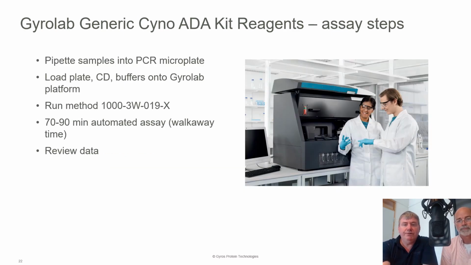So this really shows you the workflow for the generic ADA assay. You pipette your samples into the PCR plate. You load the plate, CD, and buffers onto the Gyrolab platform, then you run the method using the 1000 method that is indicated here, and then you walk away, and around an hour and a half later you'll get the results, and then you review the data. So it's very quick and allows you to run the assay and get the data quickly. Yeah, and compared to the typical 4 to 5 hours from a typical ELISA assay, again, you're saving quite a lot of time using the Gyros method.